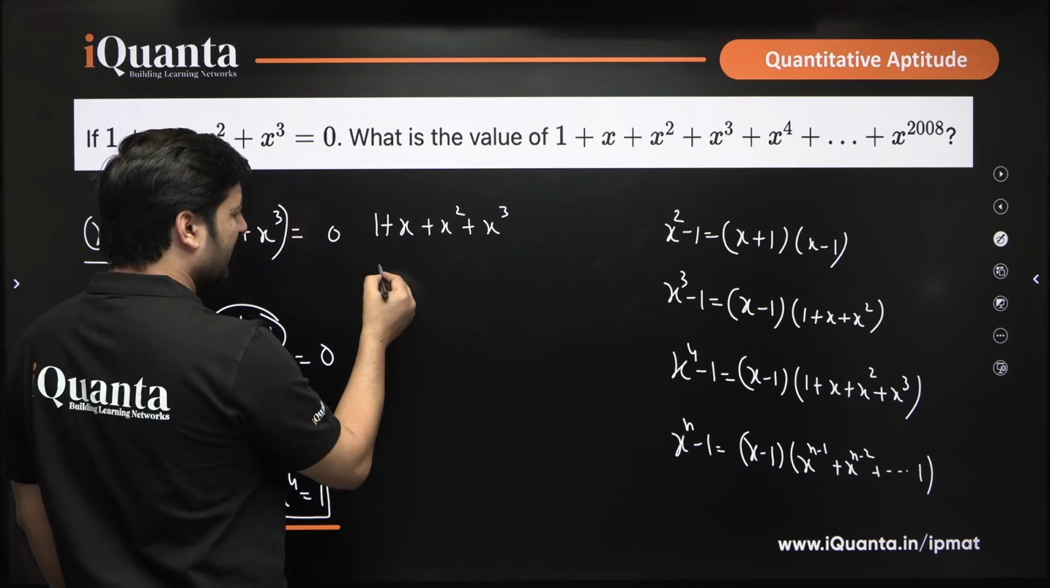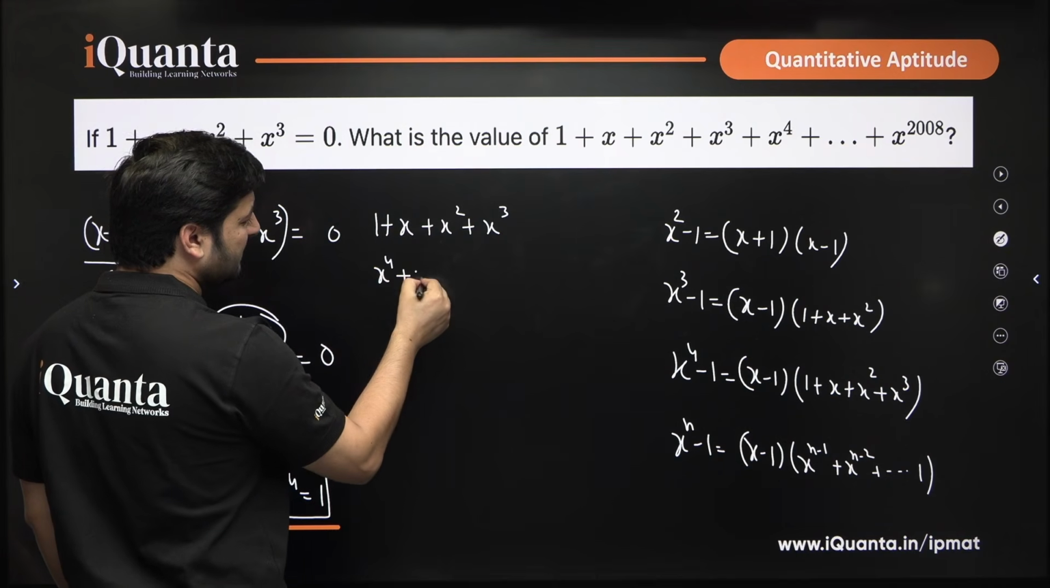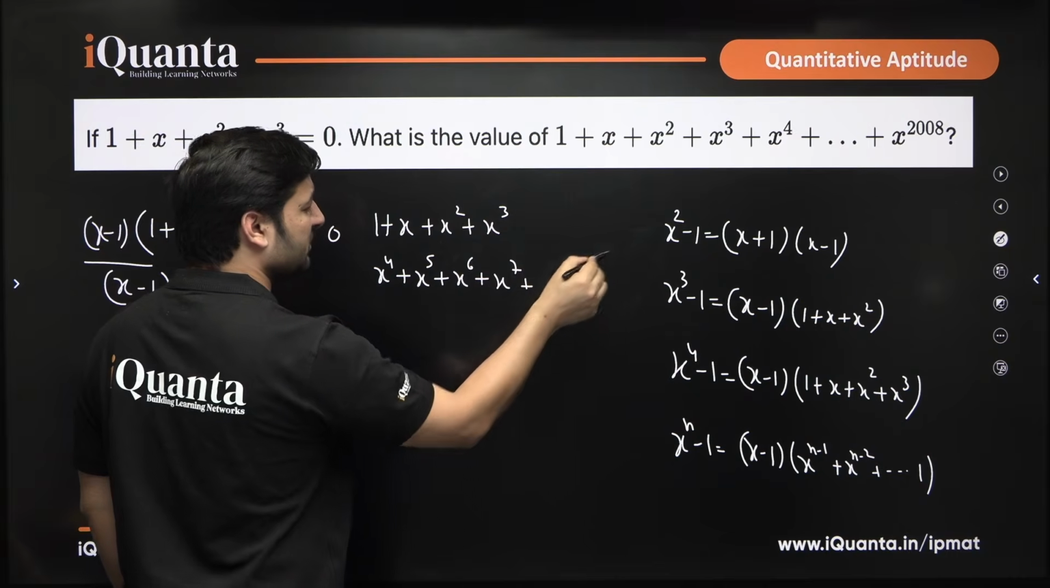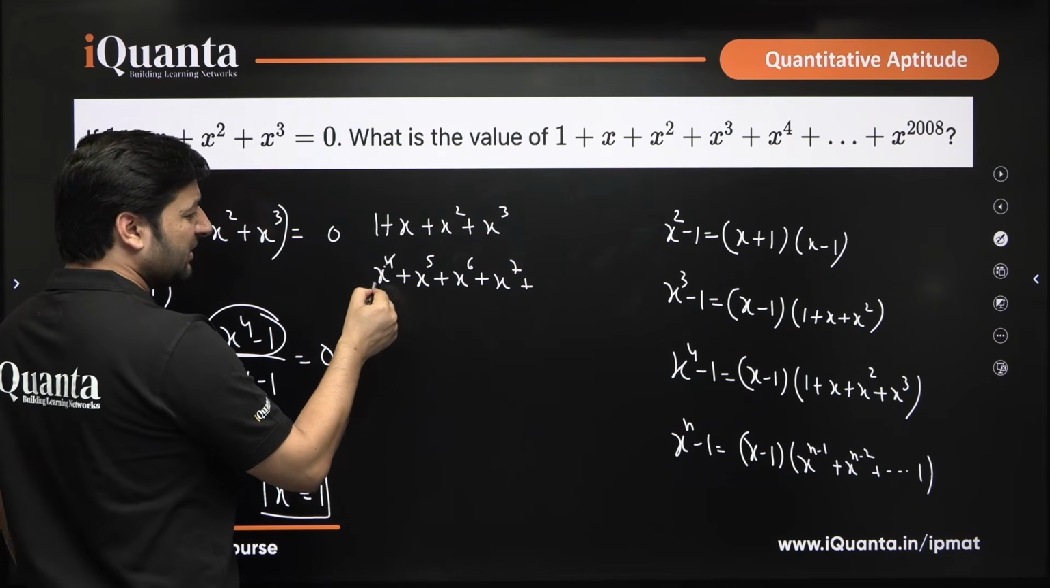What do I have next? I have x to the power 4, then x to the power 5, x to the power 6 plus x to the power 7, and so on. Yes or no? Can I write x to the power 4 as 1?